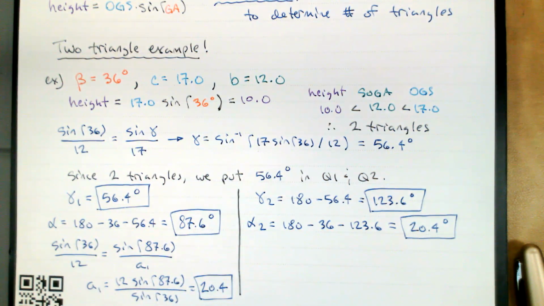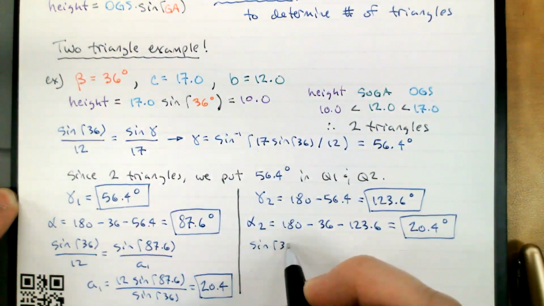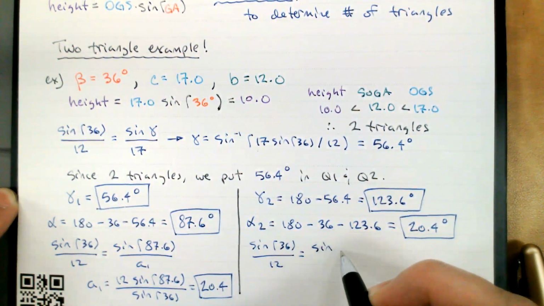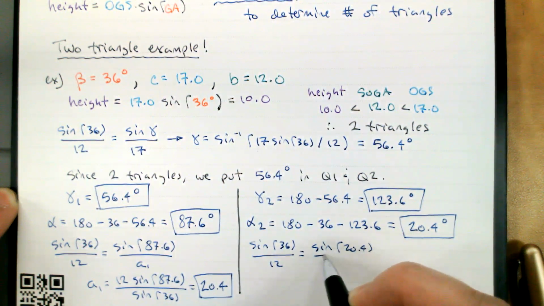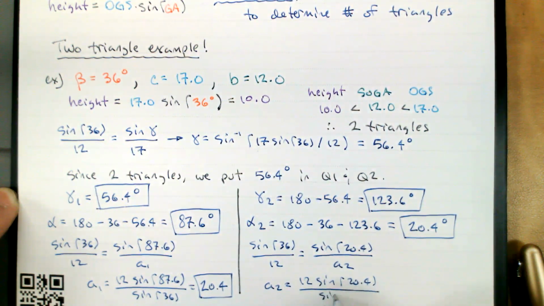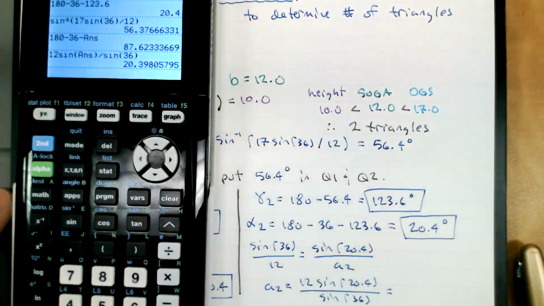So now we've got to go over to the other side and do the same thing. I'm going to take the sine of 36, divide by 12, and that's going to be the sine of 20.4 divided by the other A we're looking for. So it's going to be 12 times the sine of 20.4 degrees over the sine of 36. Now, I'm not going to use this 20.4 because it's a different 20.4.